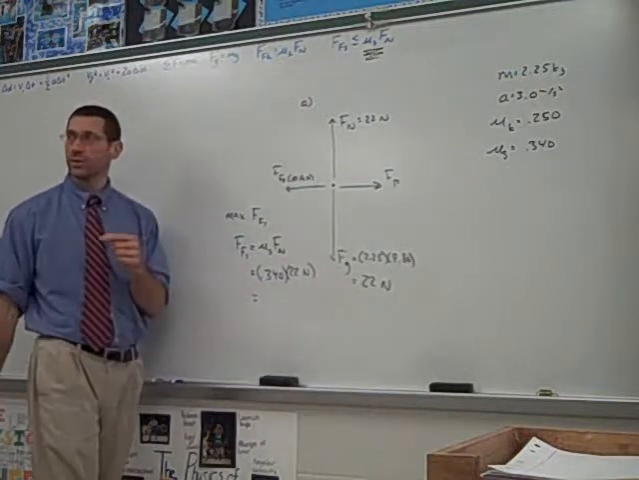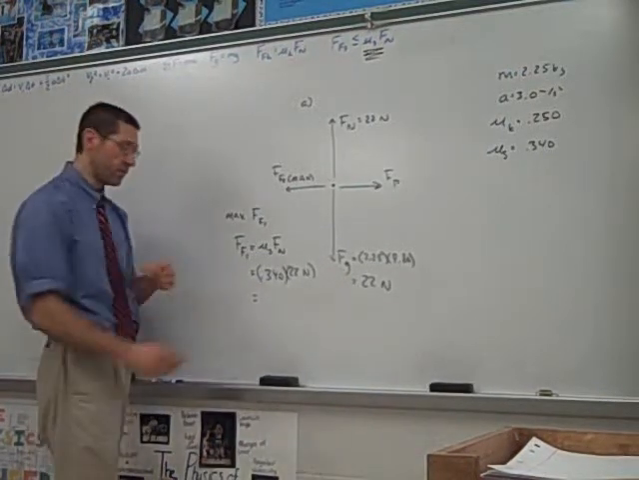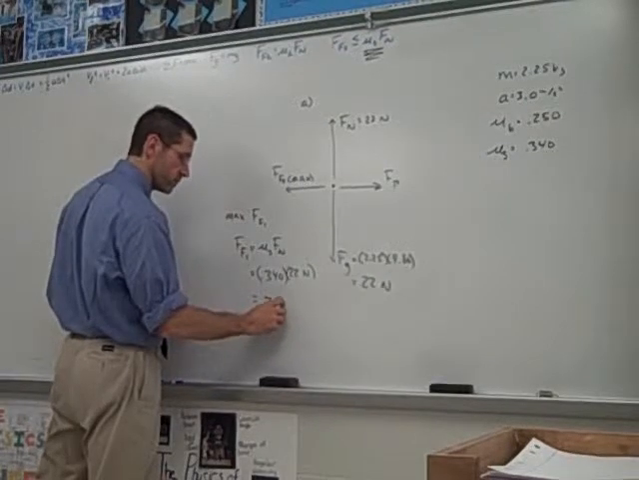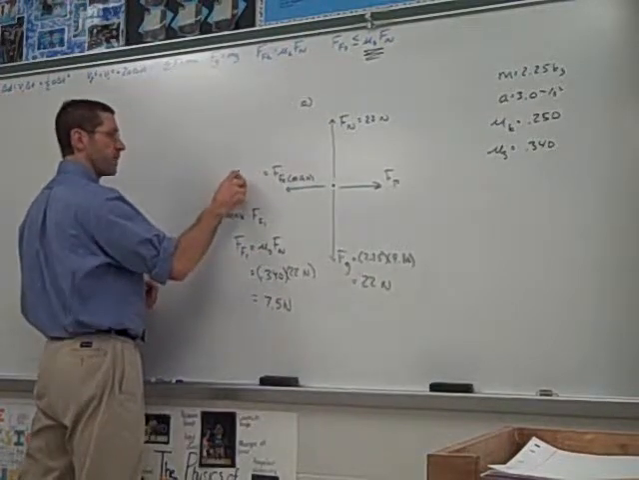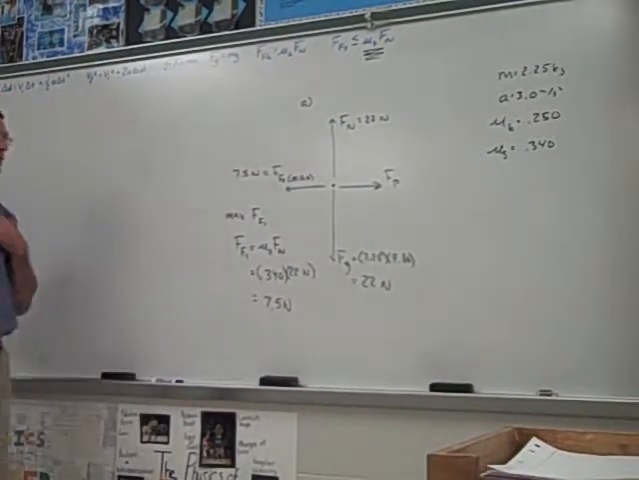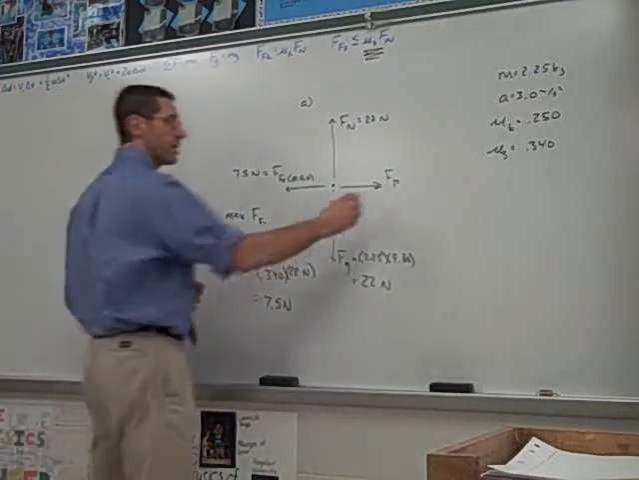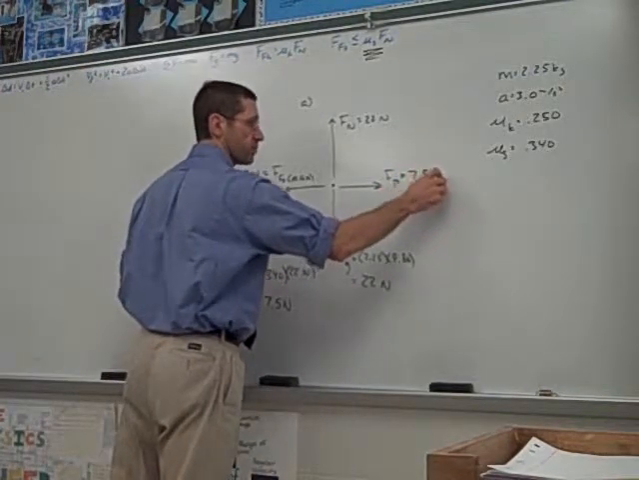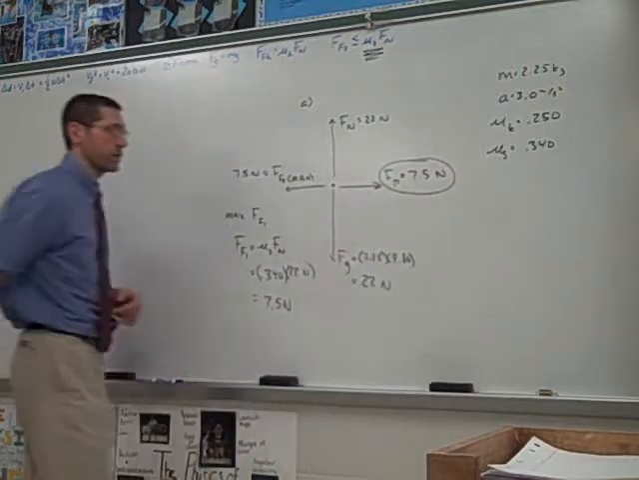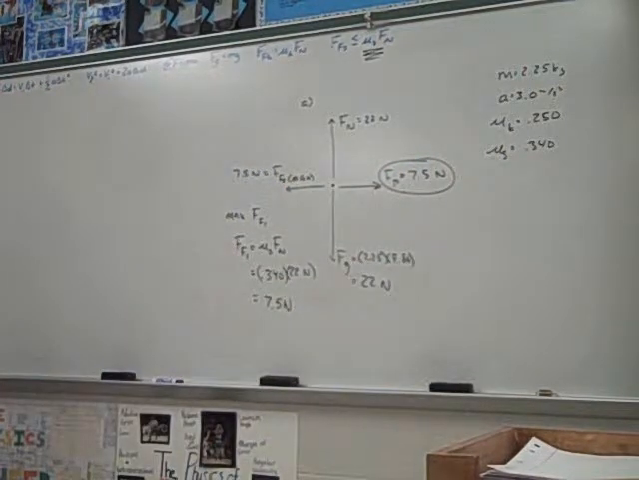And you said it was what, 7.2? 7.5. So we get 7.5 newtons. So that is the maximum static friction the surface can provide. Therefore, we're going to say that's how much force I need to apply in order to get it moving. So that's all you had to do for A.